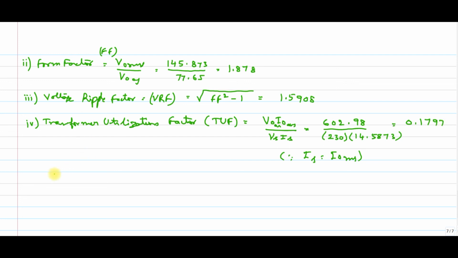Coming to the fifth one, peak inverse voltage. PIV is equal to Vm, that is root 2 into Vs, which is 230 into root 2, equal to 325.27 volt.